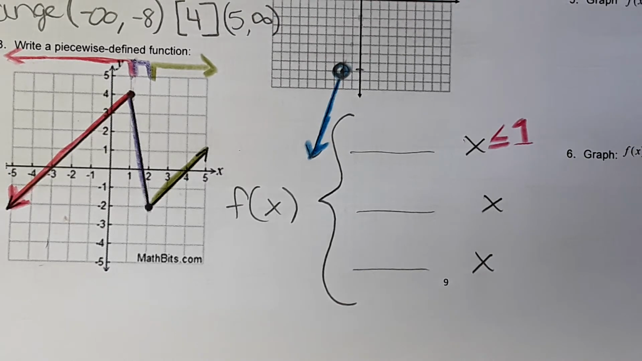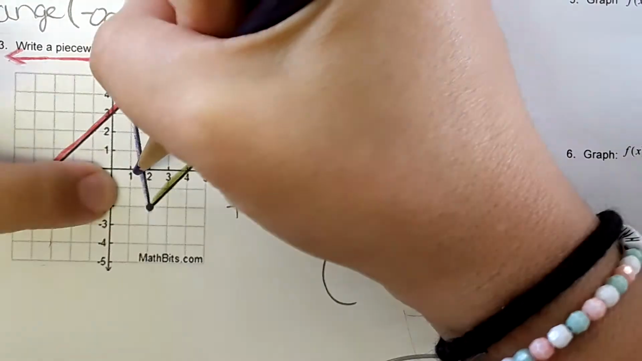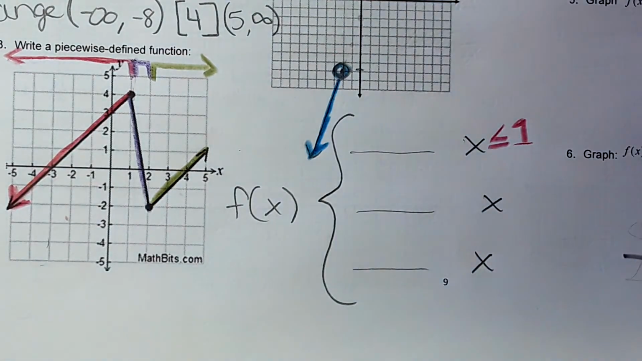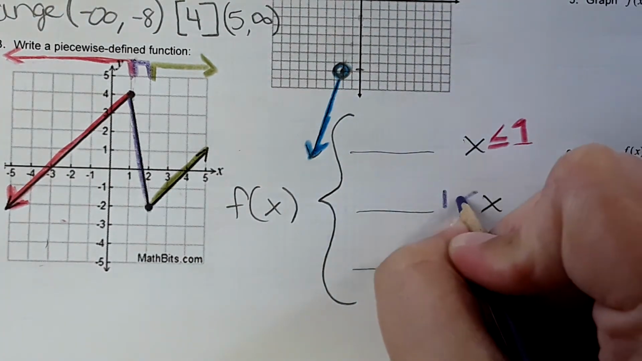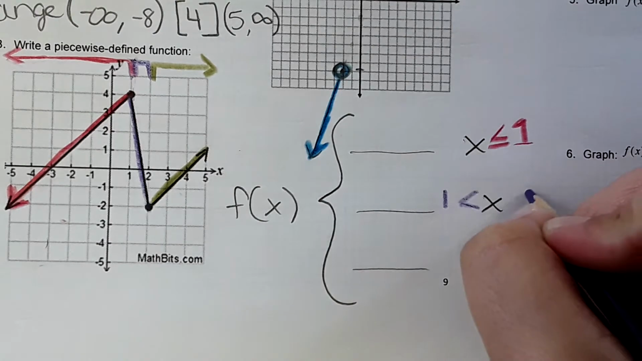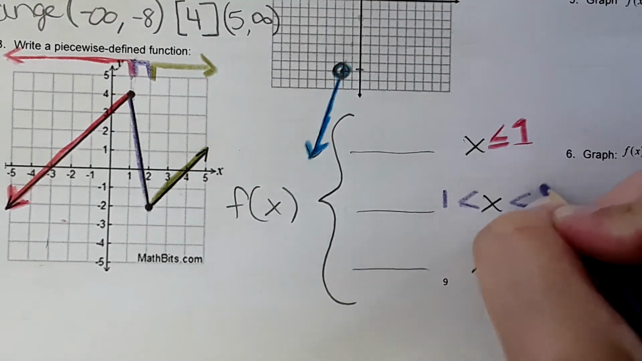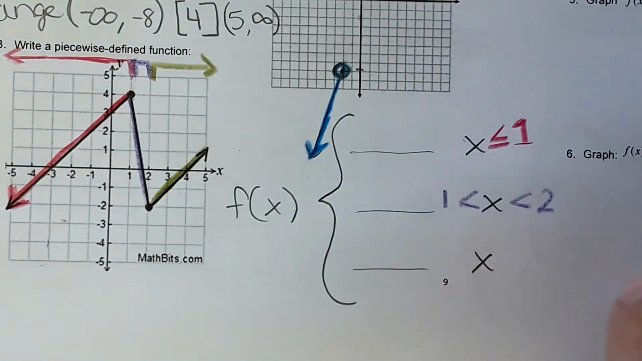Now for the purple section, it's from 1 to 2. Something I want to make a note of that was in the answer key is that for this, it's x is greater than 1 and x is less than 2. Even though it has a closed dot, they didn't put the line under it.